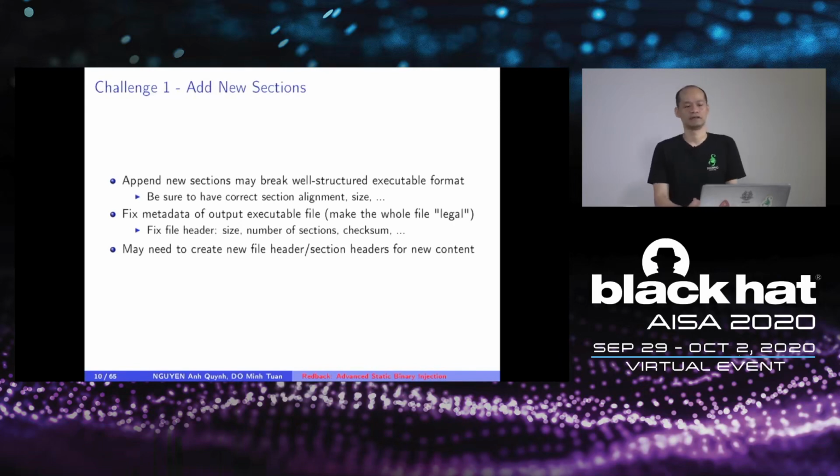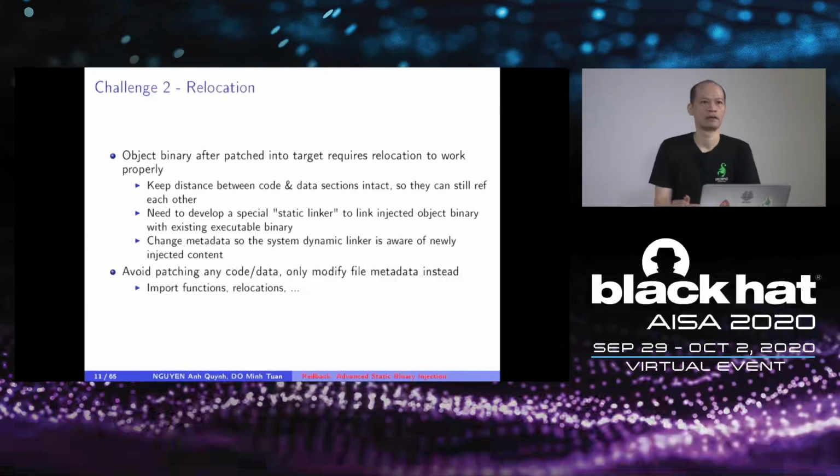The second challenge is relocation. So remember that we patch the object binary into the target binary. So we need to relocate the object binary in the new place. Here are just a few ideas we follow. We need to keep the distance between the code and data sections in the object binary intact, so they can still refer to each other.